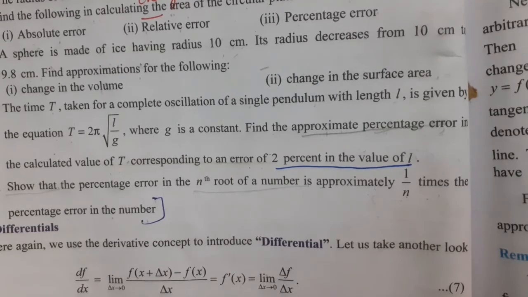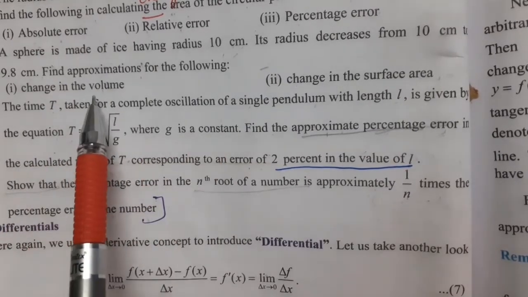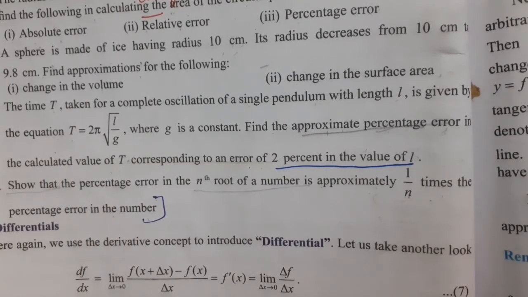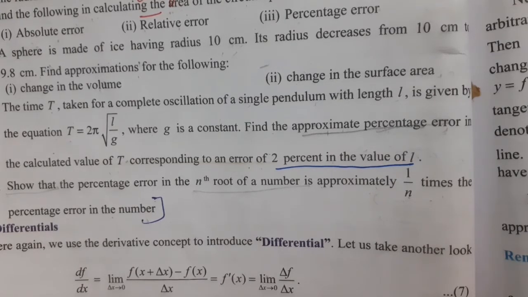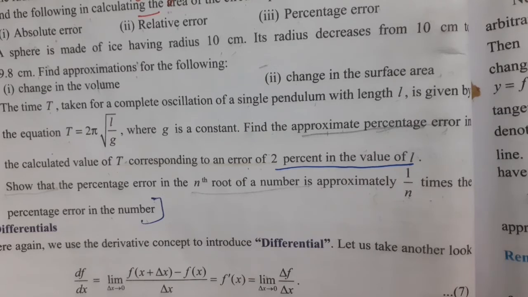The sphere is made of ice having radius 10 centimeter. Its radius decreases from 10 centimeter to 9.8 centimeter. We are going to find the approximation for the change in volume. After melting, the sphere decreases and the volume changes from the original volume. Similarly, we find the change in surface area. So after melting, the radius 10 cm decreases to 9.8 cm, and we find the approximate change in volume as well as the change in surface area.